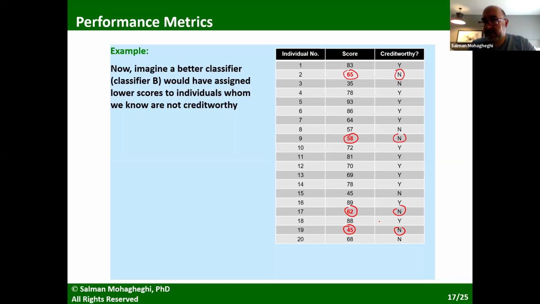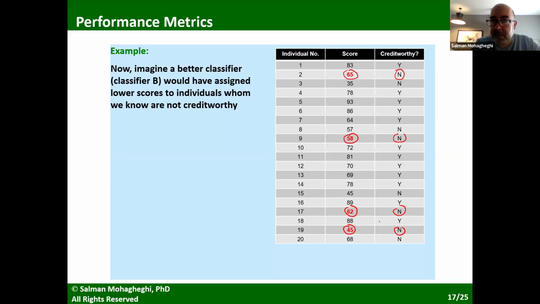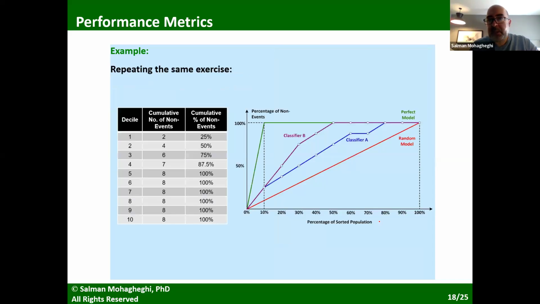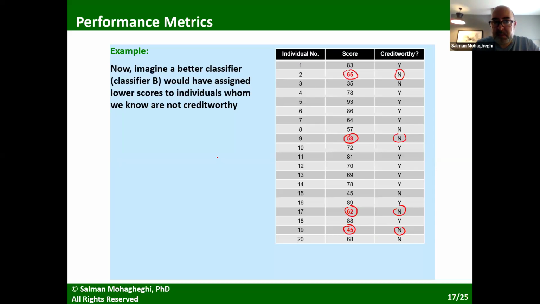So you would expect that this classifier would be a better classifier compared to the first one. Let's see if CAP does the same thing. When I repeat the analysis, I can see, let's take a look at it here. Actually, I don't have the sorted data, so that doesn't help. But anyway, I have done this analysis before, and what you see is that in decile one, two, three, you have 25%, 50%, 75% of your non-events. Let's compare with the previous one, 25%, 37.5, and 50%.